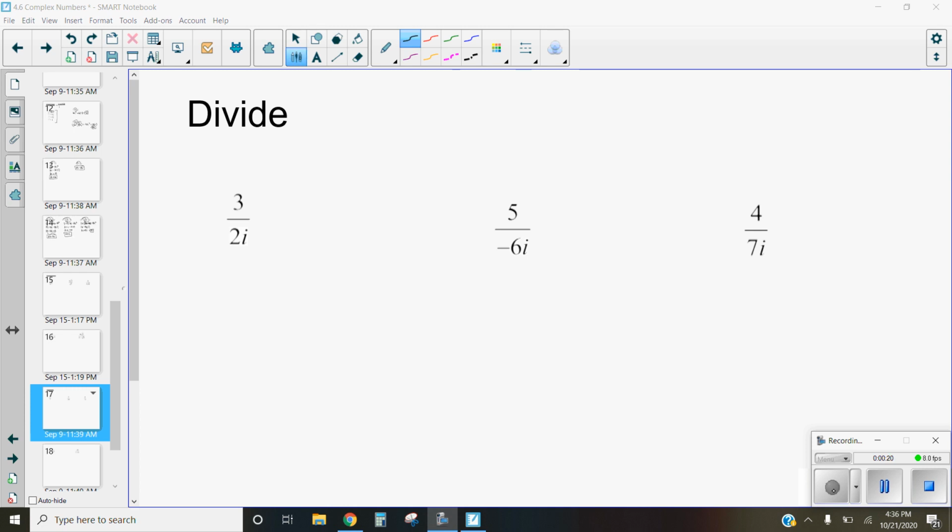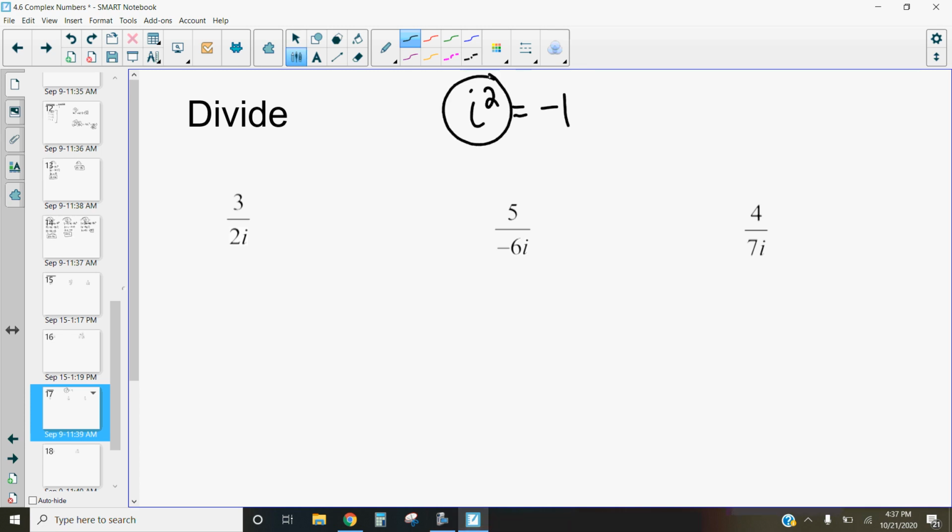Now, remember that when we learned how to multiply, we learned that i squared is equal to -1. So what we want to do is anywhere there's an i, we want to turn it into an i squared, so we get rid of it.